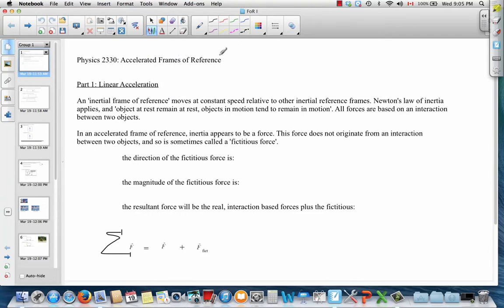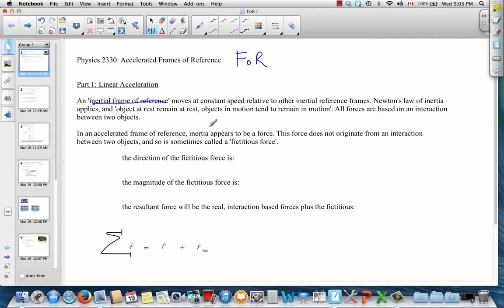Okay, so our topic for this week is accelerated frames of reference. I'm going to write that as FOR for frames of reference. Now, an inertial frame of reference is one that moves at constant speed relative to other inertial reference frames.